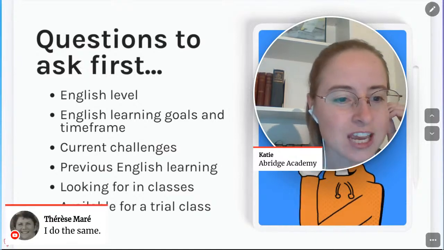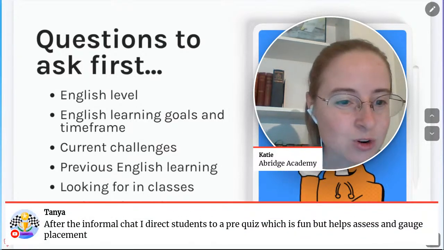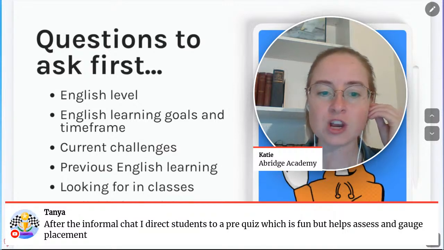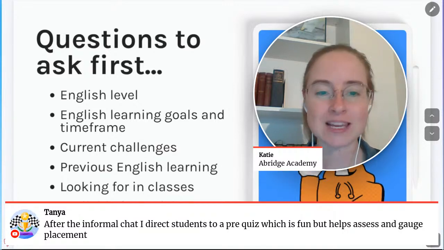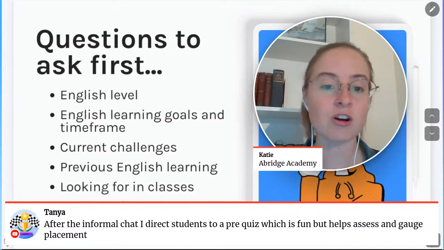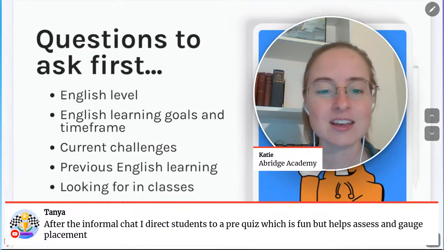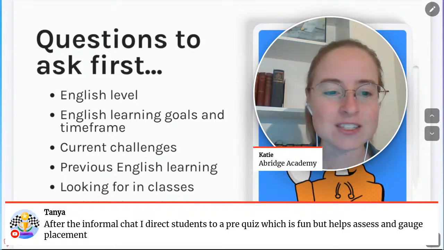Teresa is saying I do the same. I'm not sure which bit that was referring to, but awesome. Tanya was talking about after the informal chat, I direct students to a pre-quiz, which is fun. It helps assess and gauge placement. Yeah, if you're actually looking for a free trial class placement test you can do in the trial class for your students, check out the link. There is a free one from Average Academy that we've made, designed to help you with exactly this. It should be fun, but also assess their level. That's a really important thing to do.